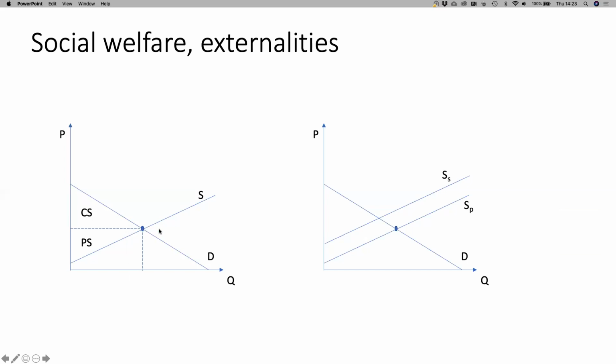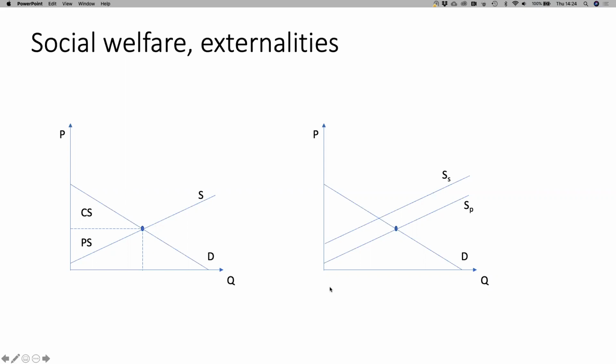But even above this point Q, people will not make transactions just because it doesn't make sense. It's either too expensive or they're not earning enough. So at this point where the supply and demand curves meet is when the society reaches optimal welfare.